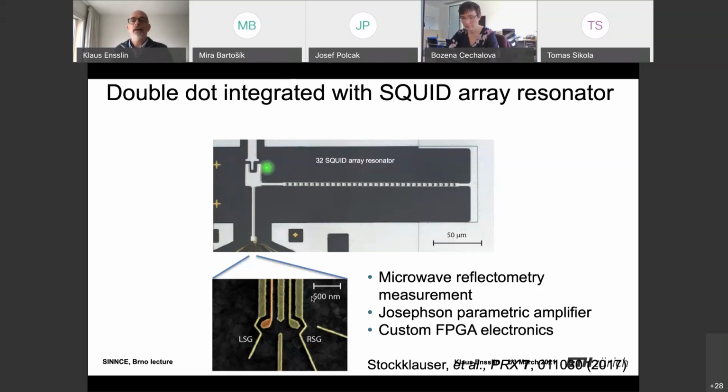We have a port coming in here where we can couple in microwaves to this resonator, which is shorted on the right-hand side. So it's a reflection measurement. And when we excite the resonator at its resonance frequency, we see a resonance in reflection. Now, this is a high frequency resonance. It's in the 4 to 8 gigahertz range.